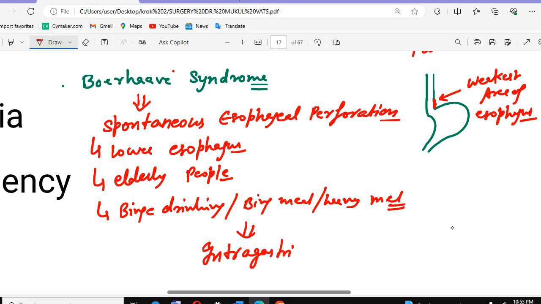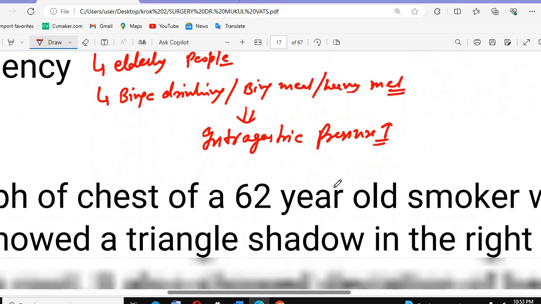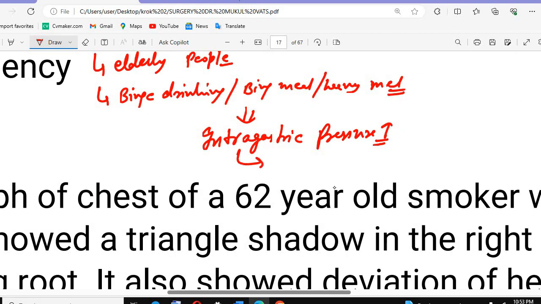The intragastric pressure will increase, so it will lead to forceful vomiting. Firstly, he was eating forcefully. Now the intragastric pressure is increased and he will do forceful vomiting.